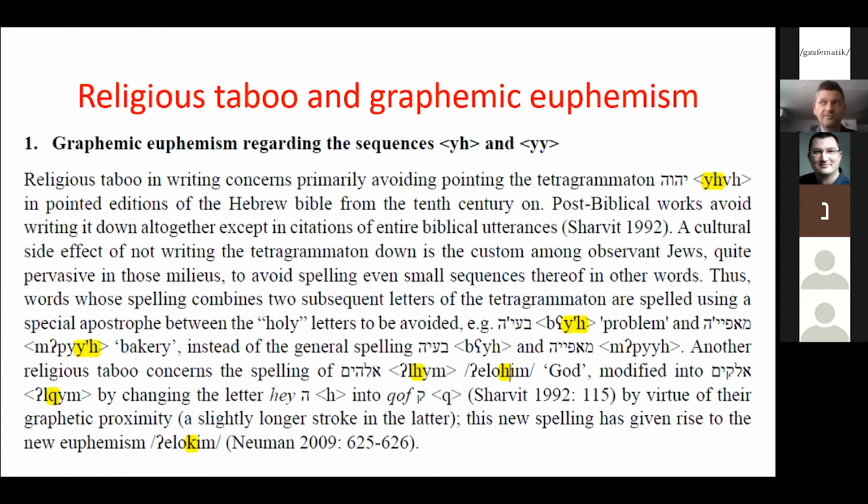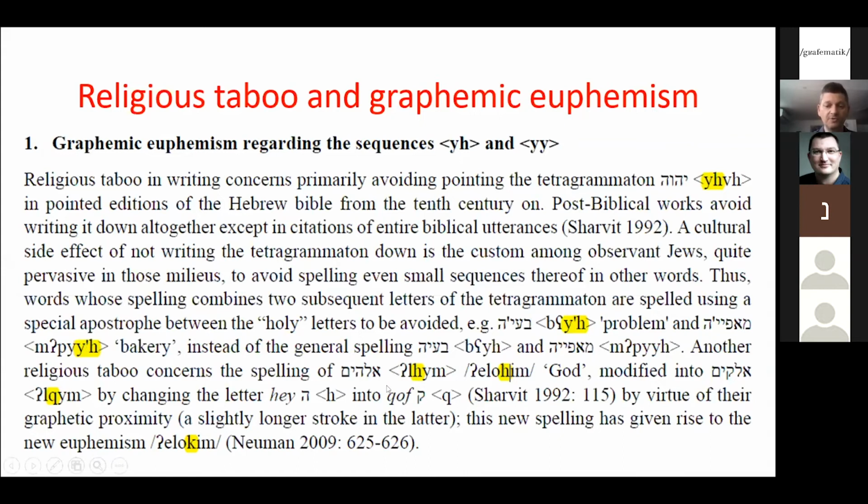Now, this is, of course, a social tendency. Non-religious people would not do that, and not all religious people do that. Those who do that are necessarily religious, and they display this practice. Same goes for bakery, mafia. So again, the ya at the end. Okay, you can say it, but when you write it, just avoid the sequence.